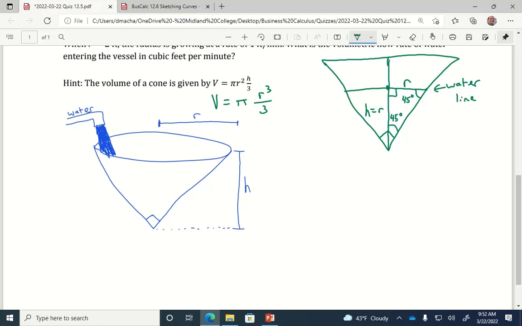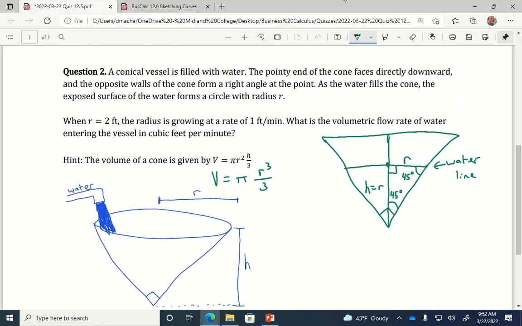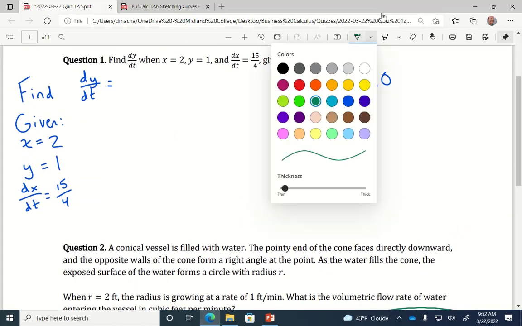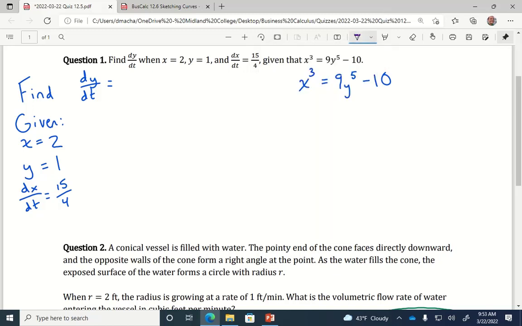Okay, let's go ahead and go over the solutions for this quiz. So in question 1, we're given lots of things, sort of rapid fire. Question 1 is kind of like your textbook's version of giving you a related rates problem without having to come up with a fancy word problem.